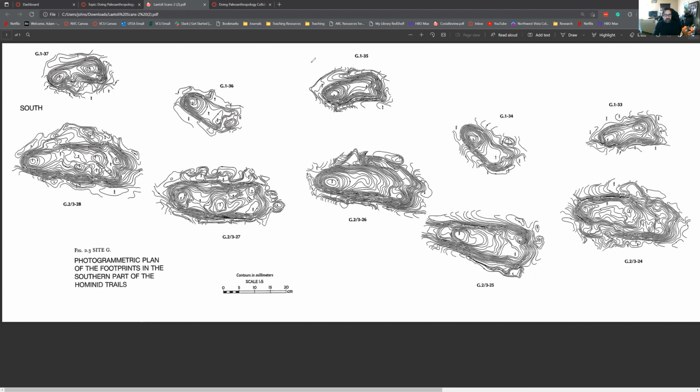So that's an inference we can make. So we can't know that they're walking. It's possible that this individual walked this way and then 25 minutes later, this individual walked this way. But it's very unlikely that that's the case given the relationship of these footprints to one another.